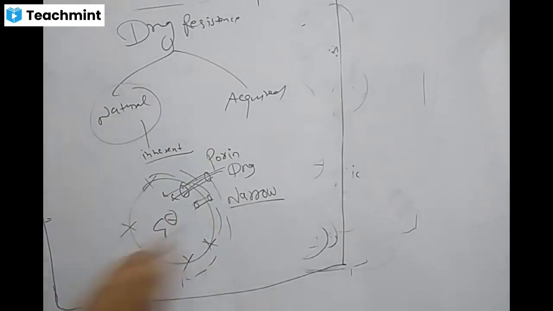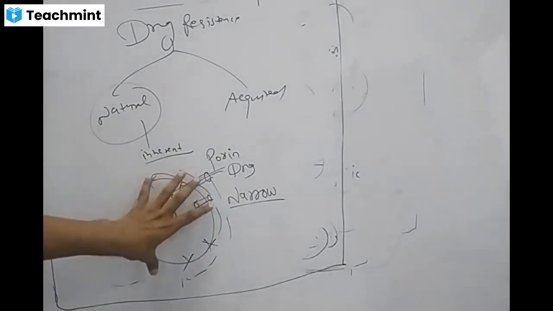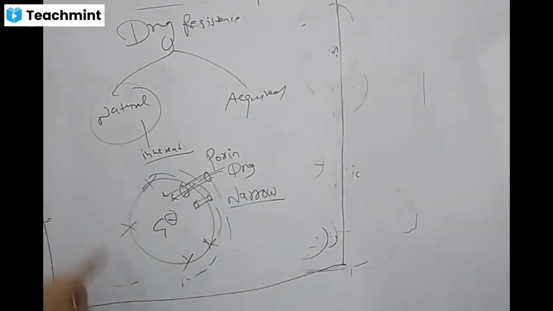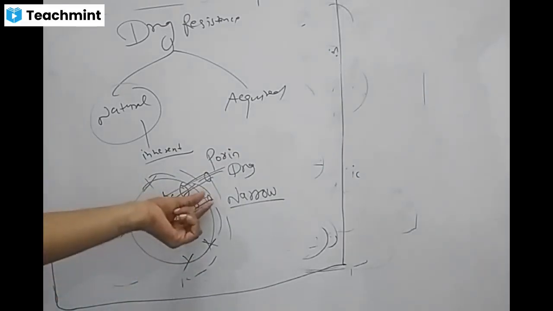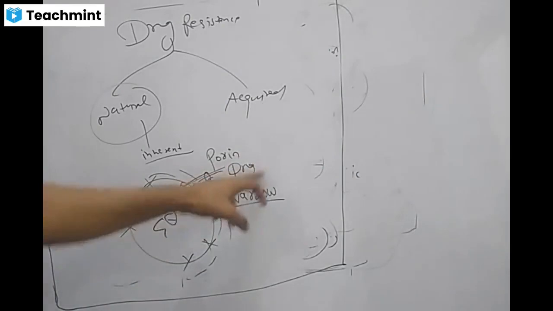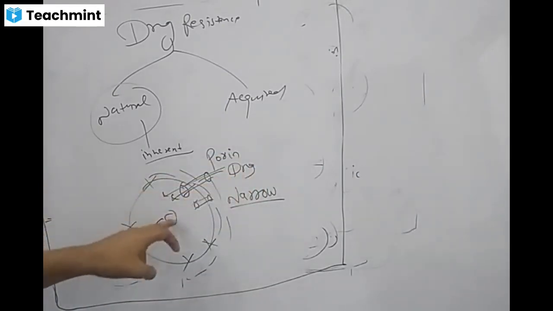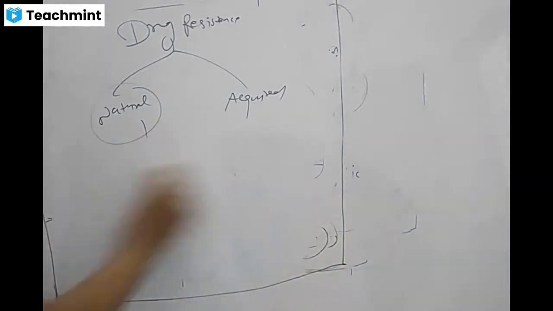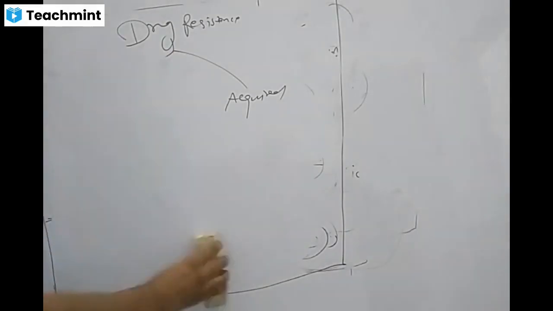So this is the inherent mechanism to protect the bacteria from the drug. Either there may be a reduced number of porins, or if porins are present, they may be of small size or small lumen, so that our drug is unable to enter the bacteria. So this is an example of natural, inherited resistance.